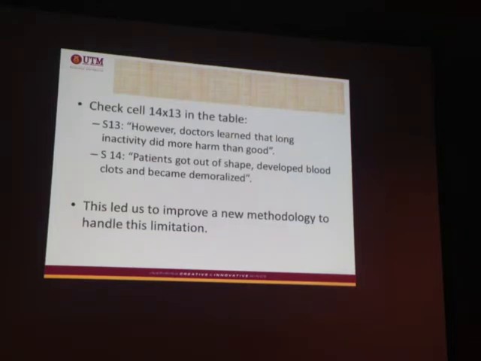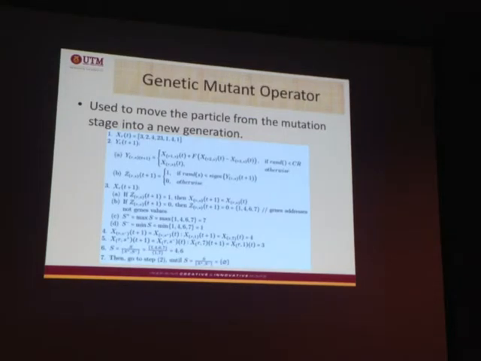So this led us to develop a new methodology to handle the limitation of how to apply NGD, or actually how we can improve the NGD to be adaptive for single document summarization. But in this paper, we use another similarity, Jaccard. Another work we did: we replaced the genetic mutant operator used, I believe, in the previous work. He used it to move the particle from the mutation stage into a new generation because he canceled the crossover stage in the differential evolution. And he used the genetic mutant to move the particle from one generation to the other directly.